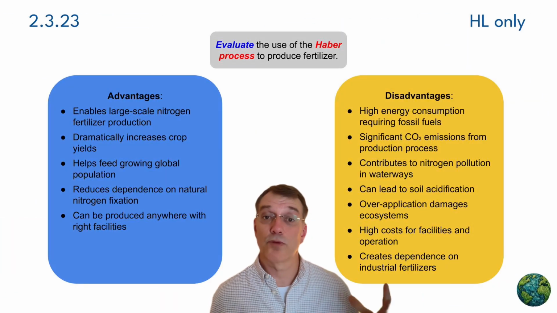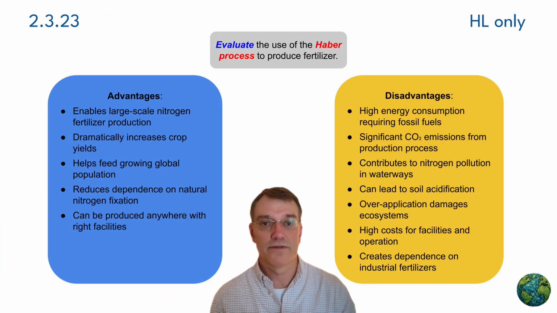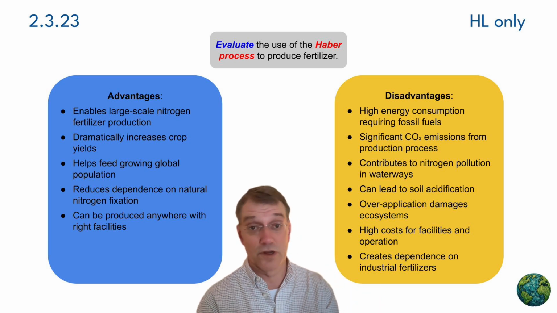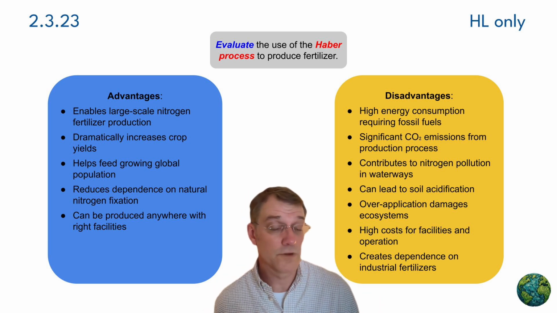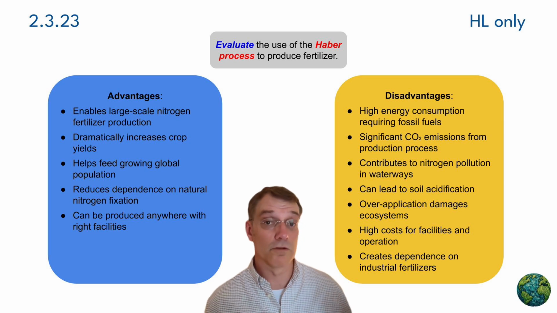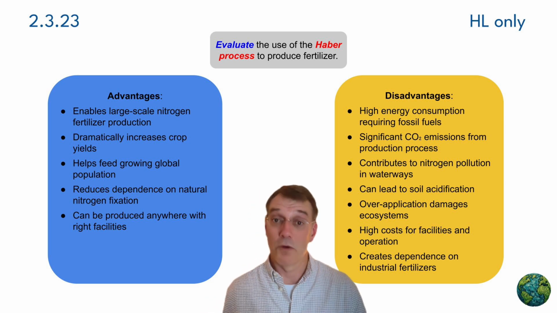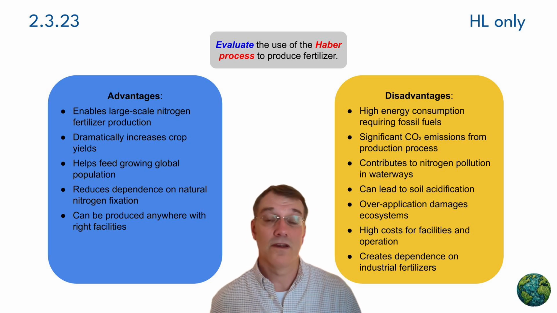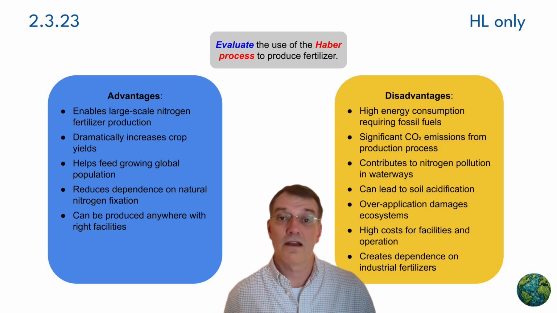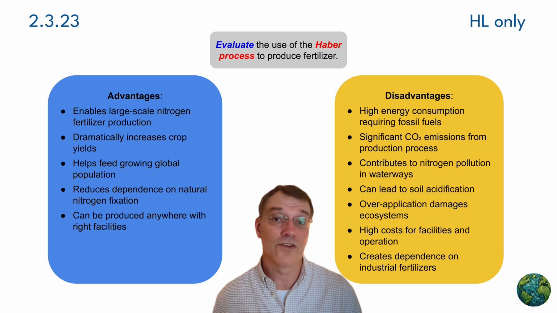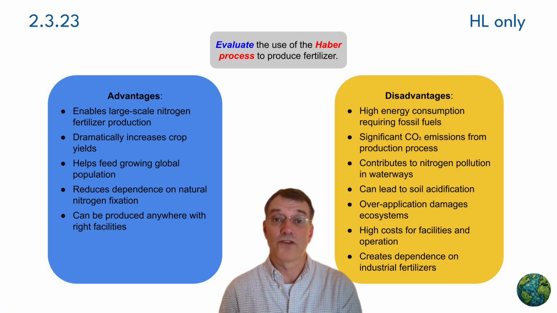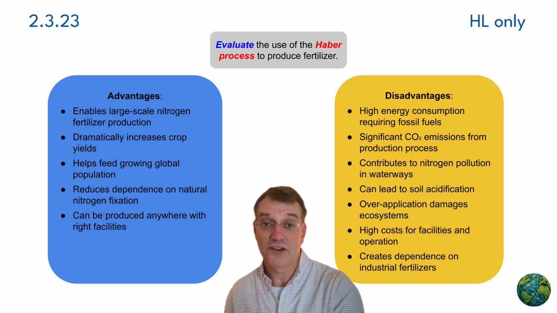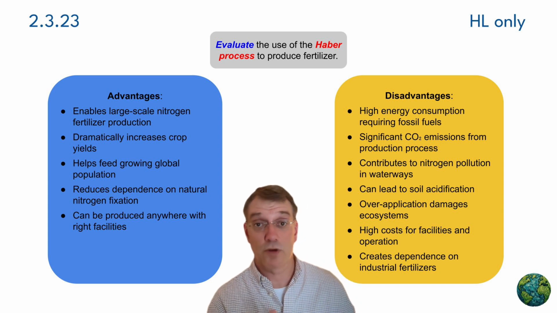The Haber process presents us with a complex trade-off. On the positive side, it enables large-scale fertilizer production, and that dramatically increases crop yields and helps feed our growing global human population. However, these benefits come at a pretty high cost: high energy consumption, significant CO2 emissions, contribution to water pollution, and soil acidification. Perhaps most concerning is how it creates dependence on industrial fertilizers while potentially damaging natural nitrogen cycling processes.